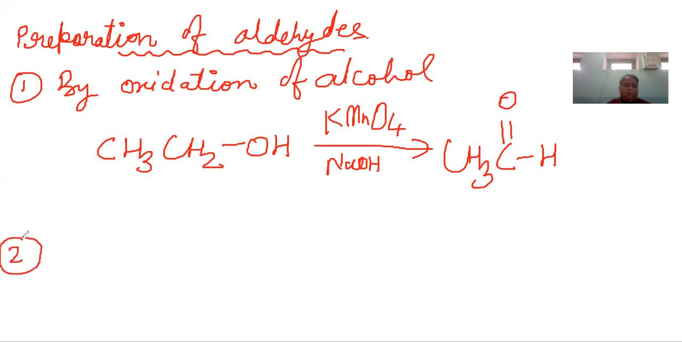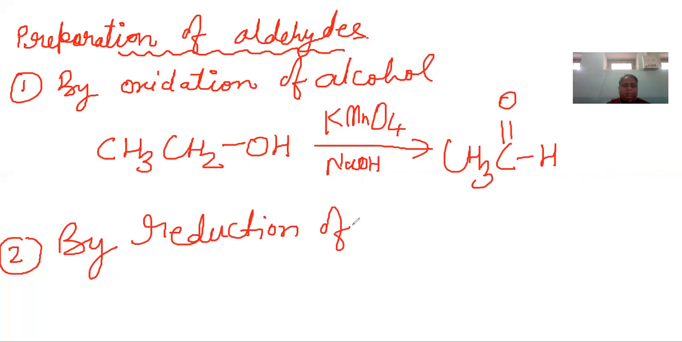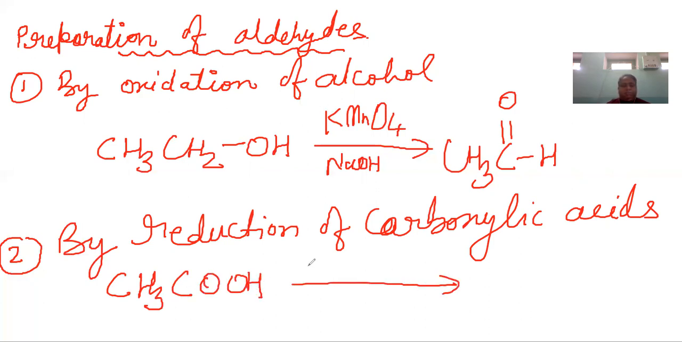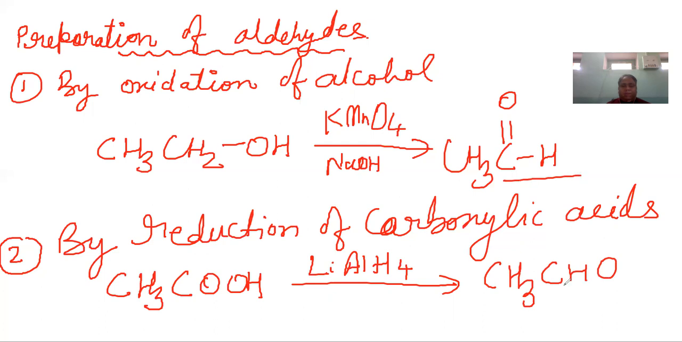Second, by reduction of carboxylic acids, so you can reduce carboxylic acid CH3COOH by giving reducing agent lithium aluminium hydride. So it will form CH3CHO. So CHO can be written like this also.